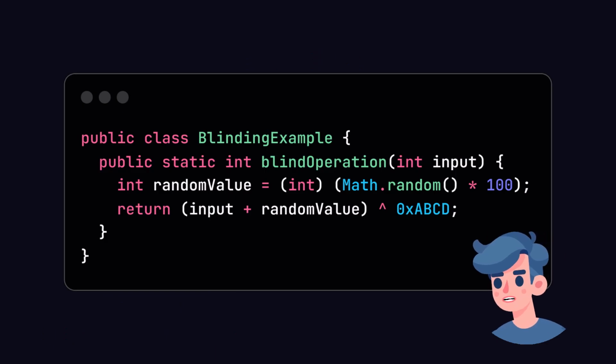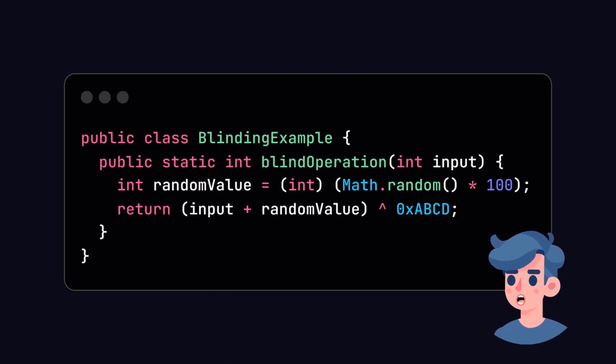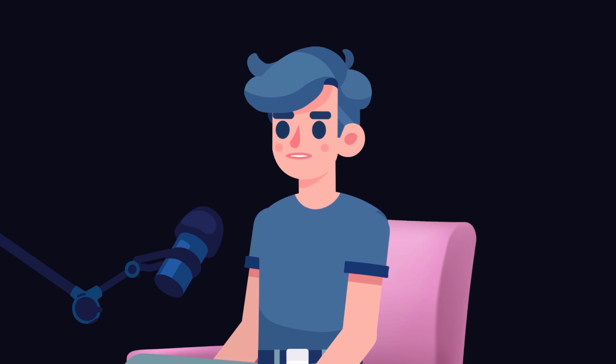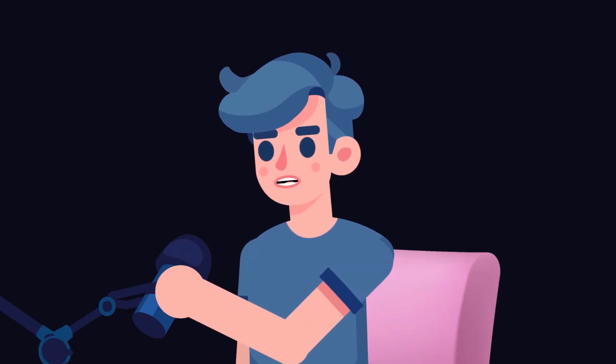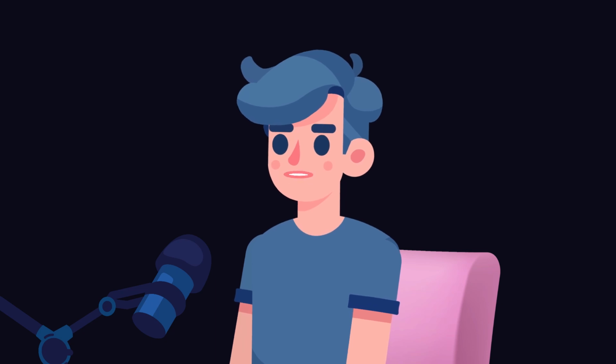Next, let's look at how to deal with power analysis attacks. One effective strategy is to implement a technique called blinding. Blinding involves introducing random noise into cryptographic computations to obscure power consumption patterns. In this example, the addition of a random value alters the resultant output and makes it difficult for attackers to correlate power consumption with specific operations. Using blinding techniques helps obfuscate the relationship between input data and the resultant power usage.